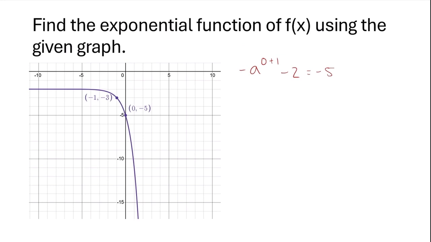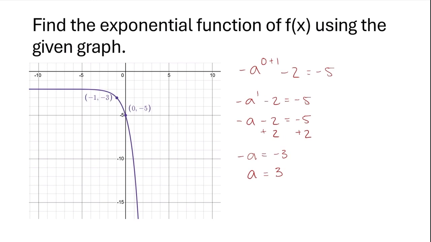Let's simplify our exponent. 0 plus 1 is 1, so that will give us negative a to the 1 minus 2 equals -5. A to the first power is just a, so we really have negative a minus 2 equals -5. Now we want to isolate a, so we can add 2 to each side of the equation and multiply each side of the equation by -1 so that we can make a positive. This means that the base of our exponent is 3.